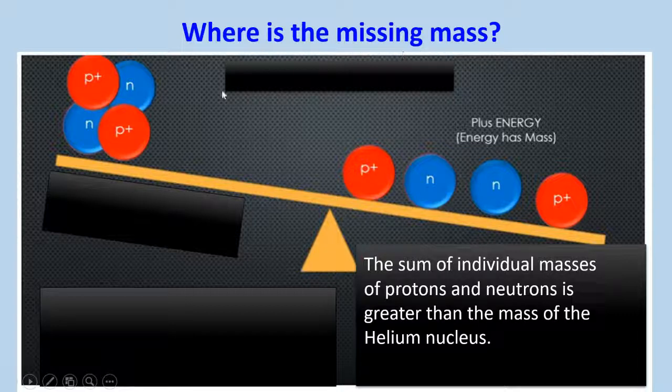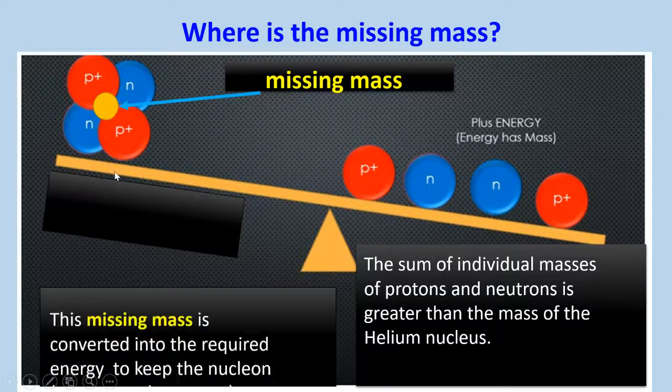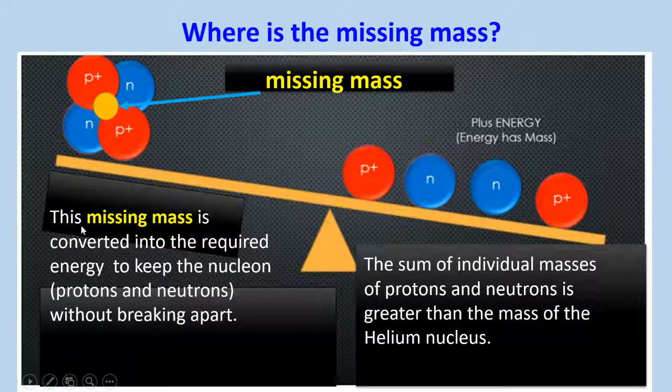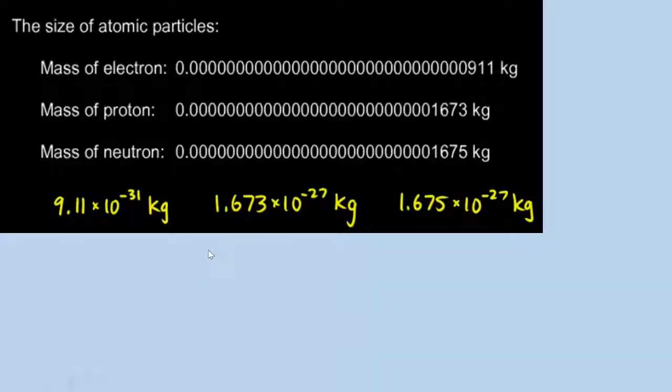Where is the missing mass? Turns out this missing mass is converted into the required energy to keep the nucleons, which are protons and neutrons, without breaking apart.